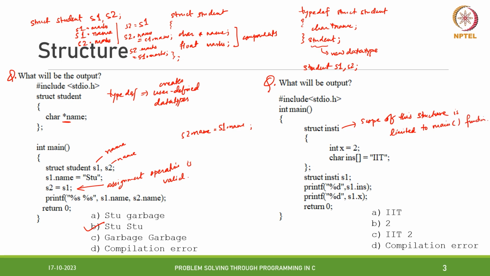Now we have defined the structure struct inst, and inside that we have one int, that is one integer variable, and one character array, or string, you can call it a string rather. And we are giving some initial values to the components. To the integer x we are giving an initial value of 2, and the string we are initializing to IIT. Now this is our structure. We have defined the structure. Now we define a variable of the type struct inst. So s1 is the variable.